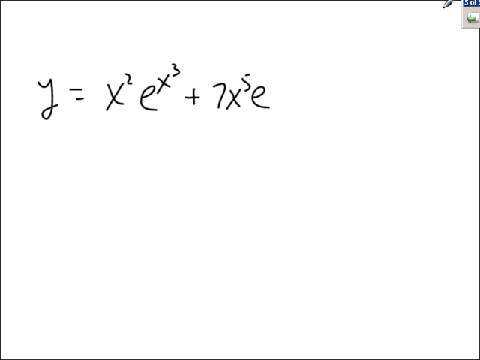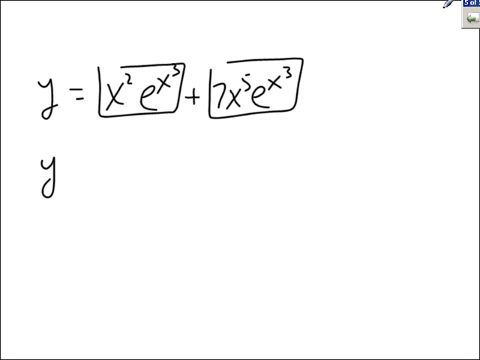Do not get caught up by exponential functions. You have y is equal to x squared e to the x cubed, plus 7x to the fifth times e to the x cubed. You want to take the derivative. Well, it's the derivative of this, like always, plus the derivative of that. The sum rule: you have the sum and you want the derivative, the derivative of the first plus the derivative of the second.